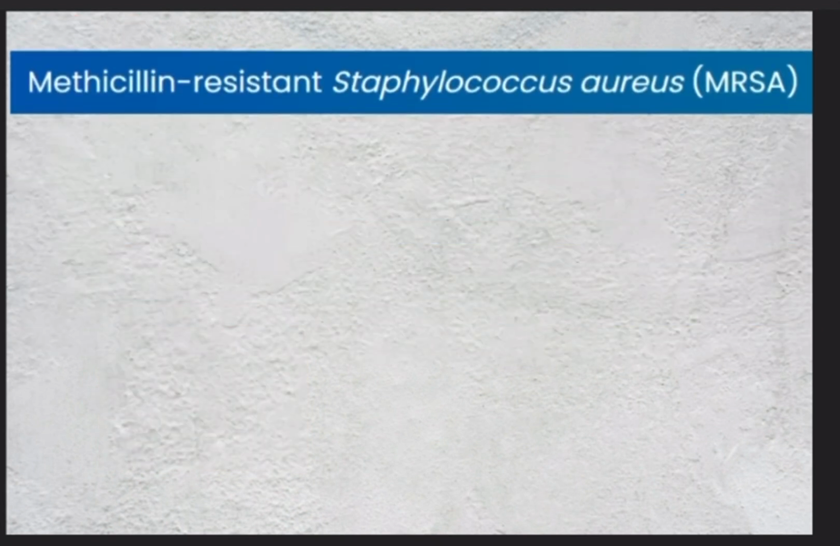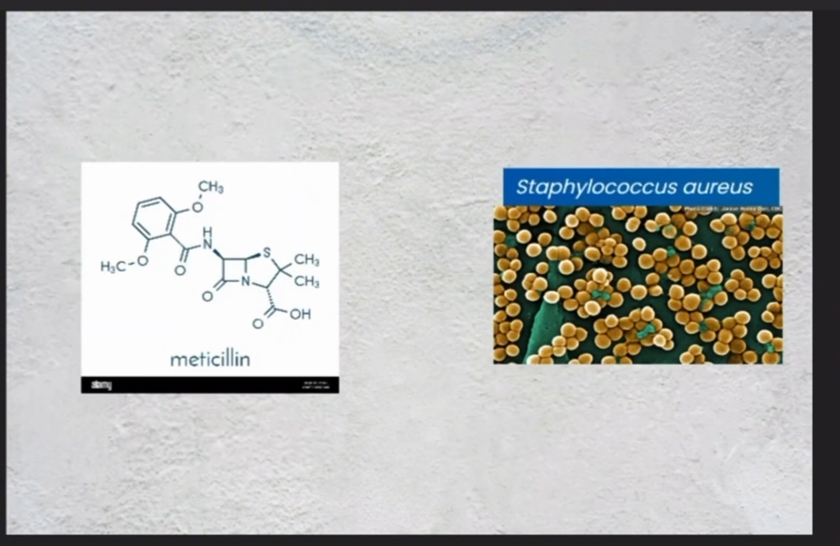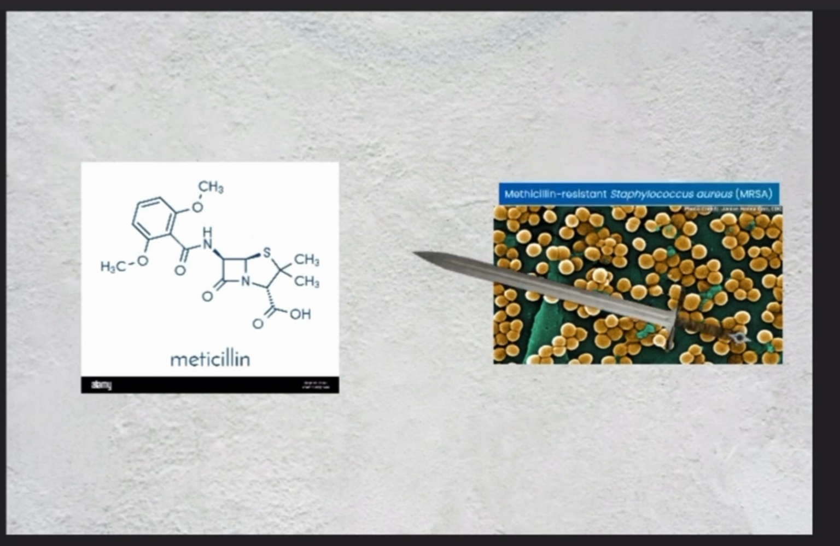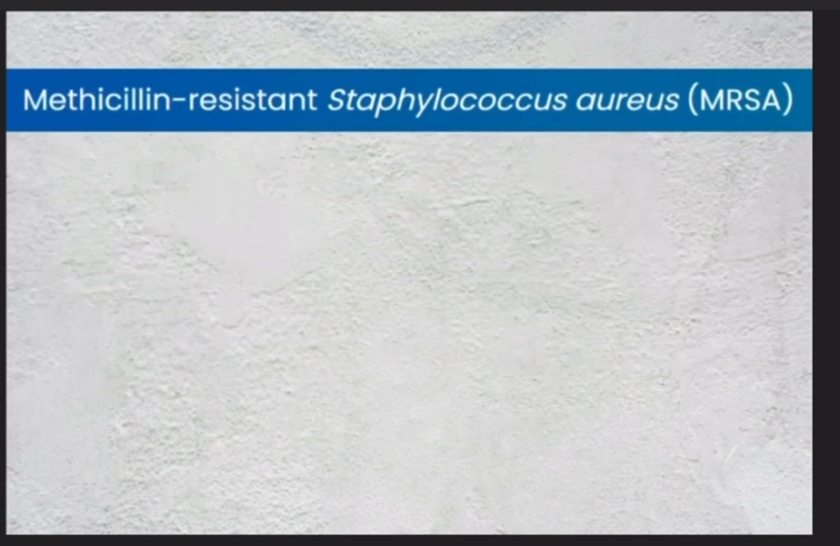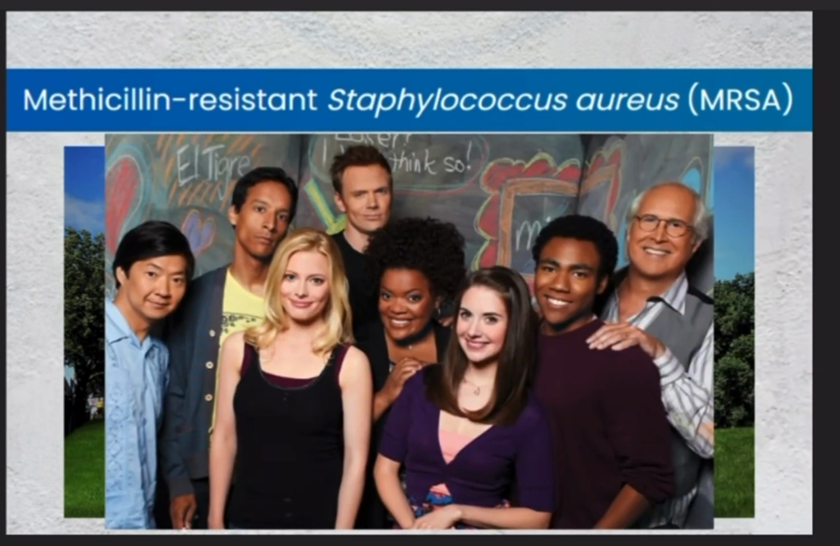MRSA is a strain of S. aureus that has developed resistance to methicillin and similar antibiotics. Methicillin was once effective against S. aureus, but MRSA can survive despite its presence. MRSA infections are often a concern in healthcare settings, but are also spreading in the broader community.